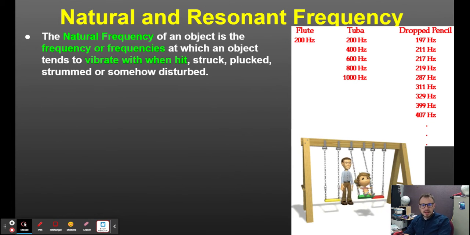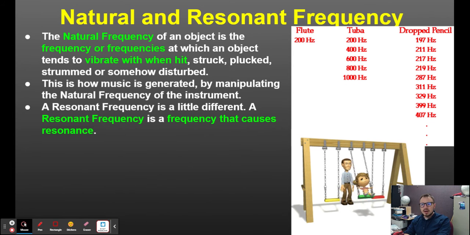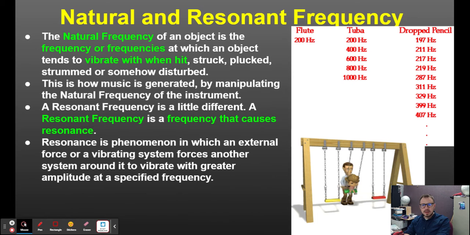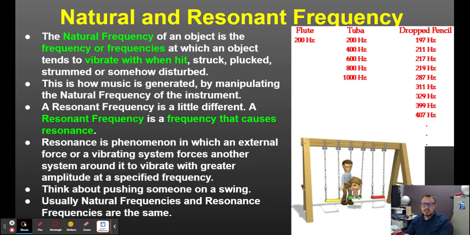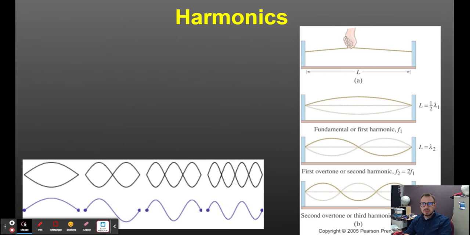So, natural resonant frequency. The natural frequency of an object is the frequency or frequencies at which an object tends to vibrate when it is hit, struck, plucked, strummed, or somehow disturbed. Now, a resonant frequency is a frequency that causes resonance. So think about swinging on a swing. You want to push that person on the swing at the optimum moment to get it to resonate. If not, you're not going to get whoever you're pushing as high on the swing as you possibly can. So yeah, usually natural frequencies and resonance frequencies are the same.